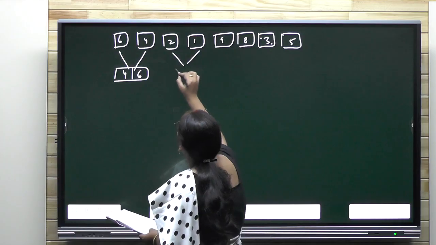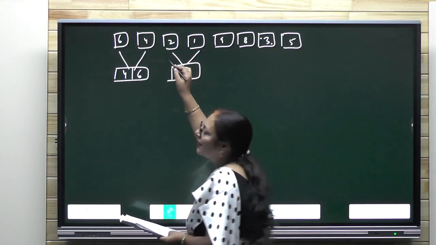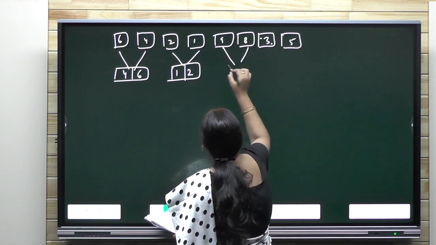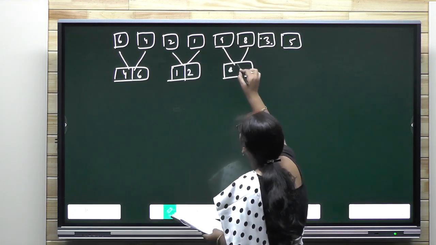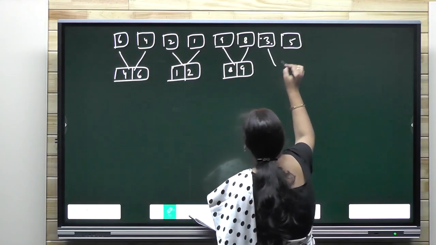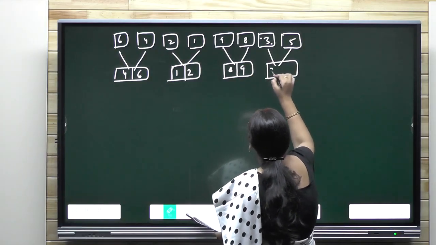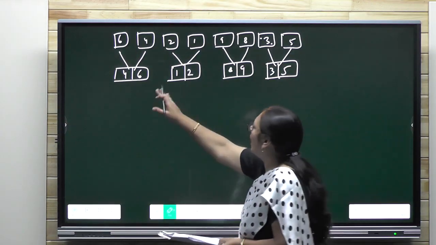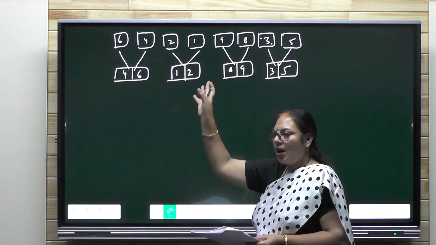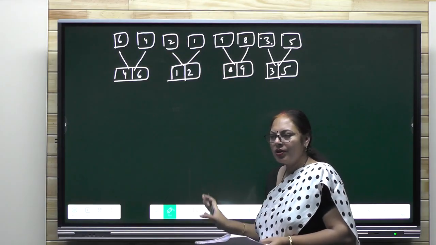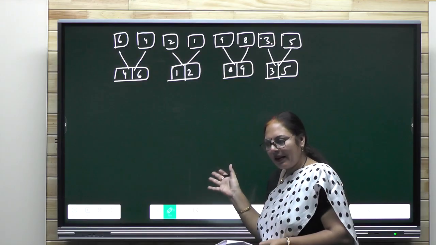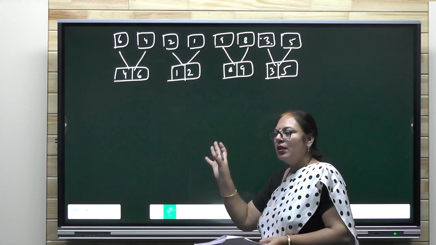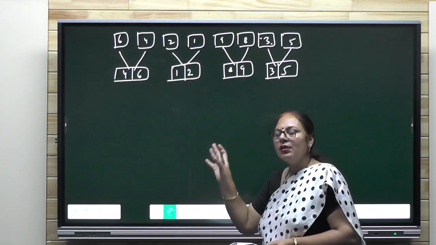Similarly, now we merge 2 and 1. 1 is less than 2, so it will come in the first place: 1, 2. Similarly, 9 and 8: 8 is less than 9, so it will come first. 3 and 5: 3 is smaller, so it will be first. Now we have 4 sub-arrays. Again we will merge two sub-arrays at a time, and keep on doing this, merging the arrays according to the sorting order.